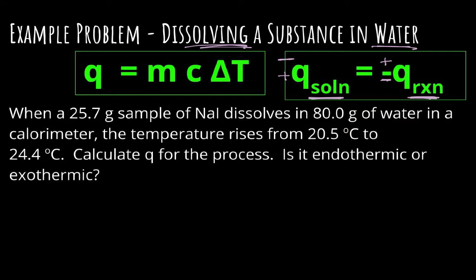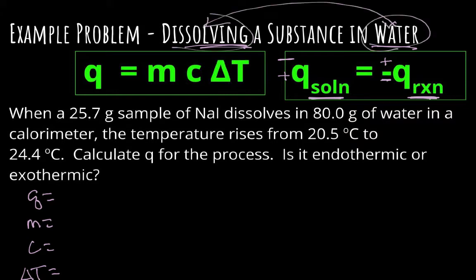Okay, so I'm still going to do the same thing here. I'm still going to set my variables up down here. And on this one, the main difference when you're dissolving something in water is that you're going to add those two masses together to get the total mass. So for this one, it says I have a 25.7 gram sample of sodium iodide. It dissolves in 80 grams of water. So to get my mass, I'm actually going to add those two together. And I'm only going to add them if it says it dissolves in something else. There's a different scenario if it doesn't dissolve, which we'll talk about in a second.